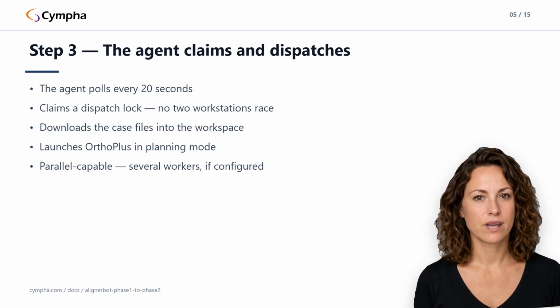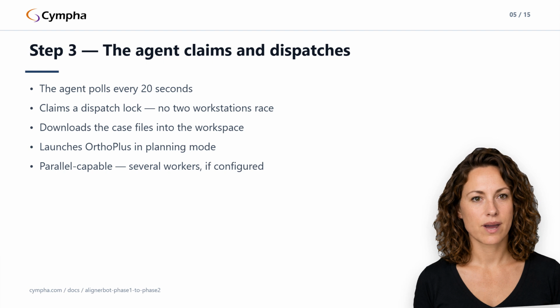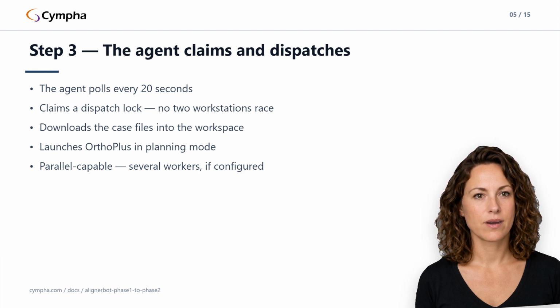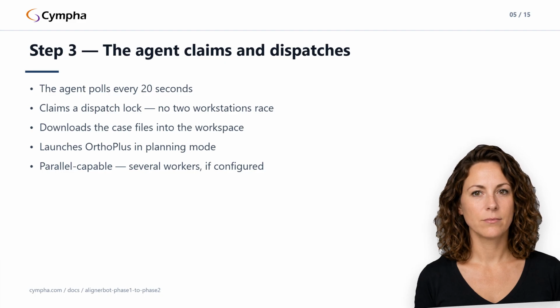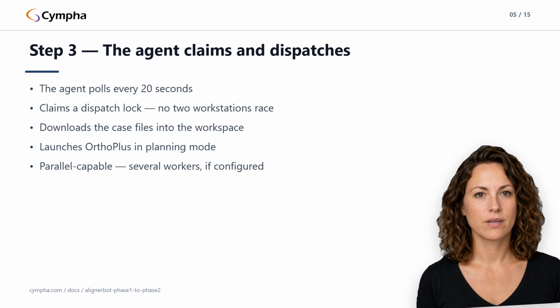Lock in hand, the agent downloads the case's files, the scans and any other inputs, into the workspace folder, under the case's own folder, and launches OrthoPlus on the case in planning mode. That's phase 1 beginning. One capacity note for busy labs: dispatch is parallel capable. The agent can run several OrthoPlus workers at once, configured in its Configure AlignerBot dialog, so a queue of cases doesn't have to run strictly one at a time. Step 4 is the engine's work.